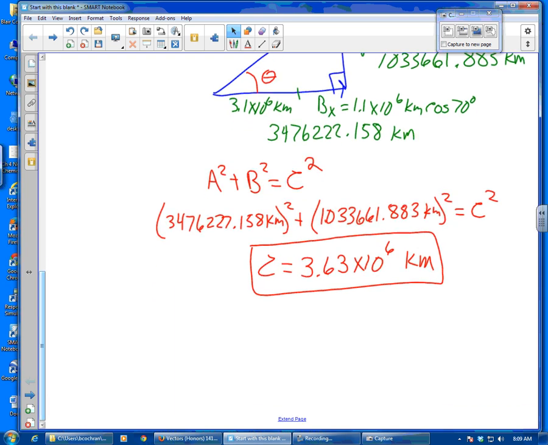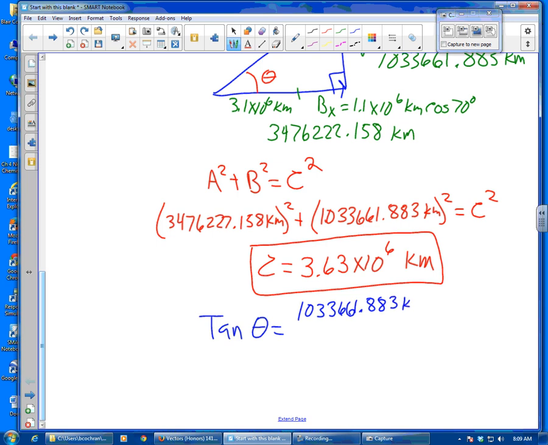So, I'm going to say tan of theta is opposite, which is my 1033661.883 kilometers, over adjacent, 3476227, no, 252. Excuse me. 0.158 kilometers.